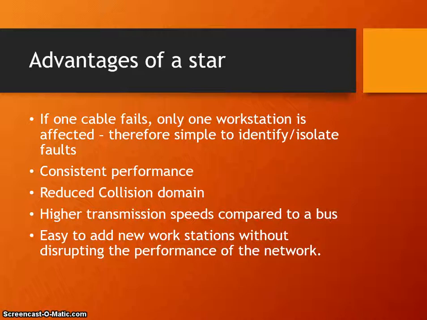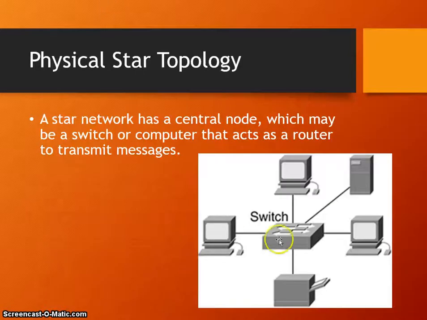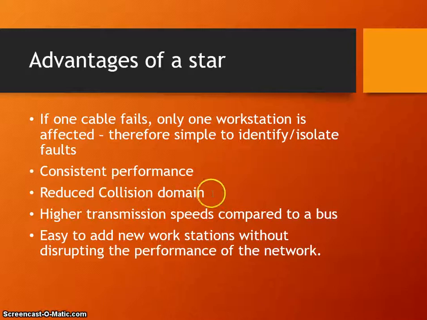It has consistent performance. There's a reduced collision domain because the devices aren't sharing the same cable, and therefore the likelihood of collisions taking place is much reduced. It would only happen if this device was transmitting to this one and vice versa, then there could be a potential for a collision. Other than that, the collision domain is greatly reduced. It doesn't completely eliminate collisions, but it does reduce it. There is a higher transmission speed compared to a bus.